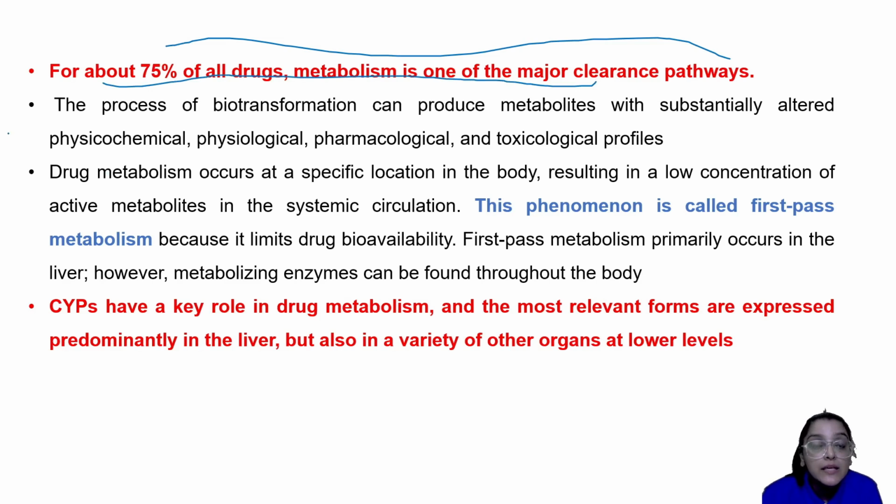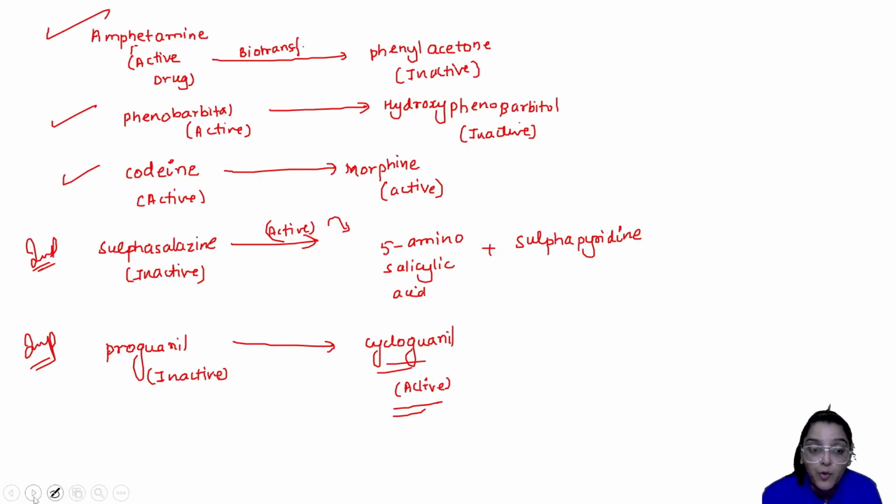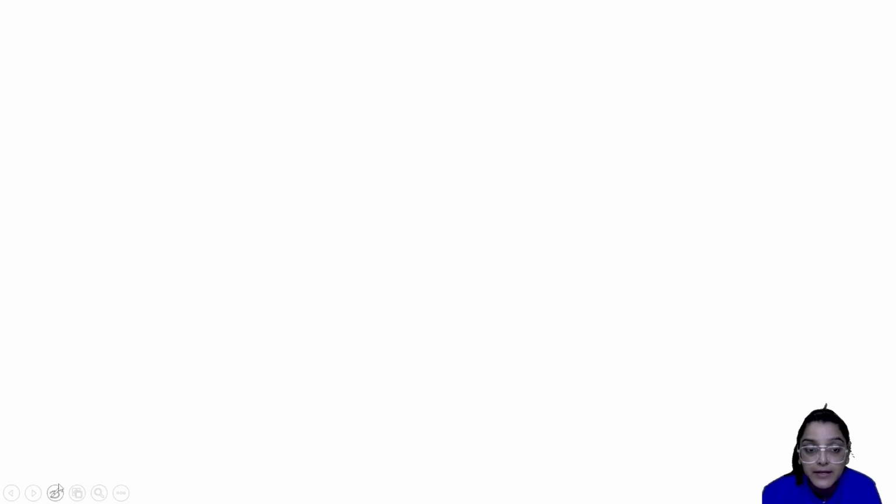So these processes of biotransformation can produce metabolites which alter the physicochemical, physiological, pharmacological and toxicological profiles. Now, this drug metabolism occurs at a specific location, resulting in a low concentration of active metabolite in the systemic circulation. Now, this important point, we have discussed it multiple times, is first pass metabolism. Again and again you need to understand it. First pass metabolism.